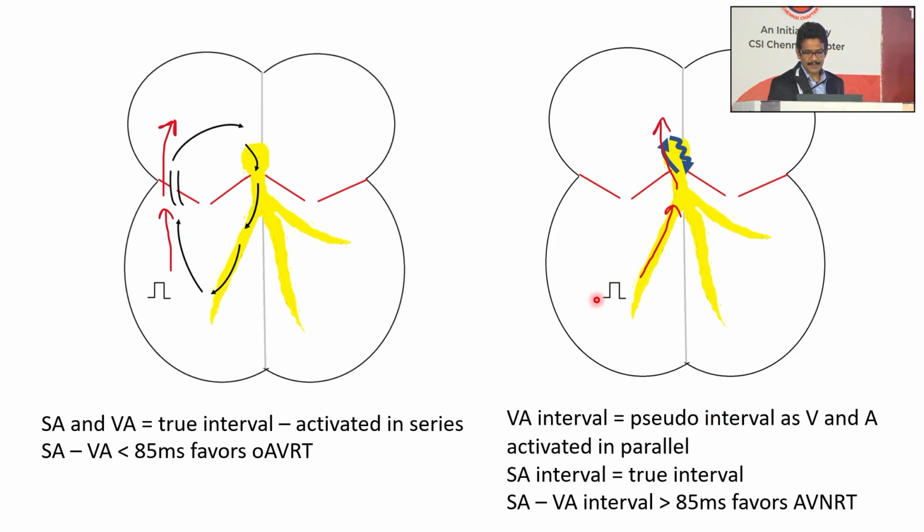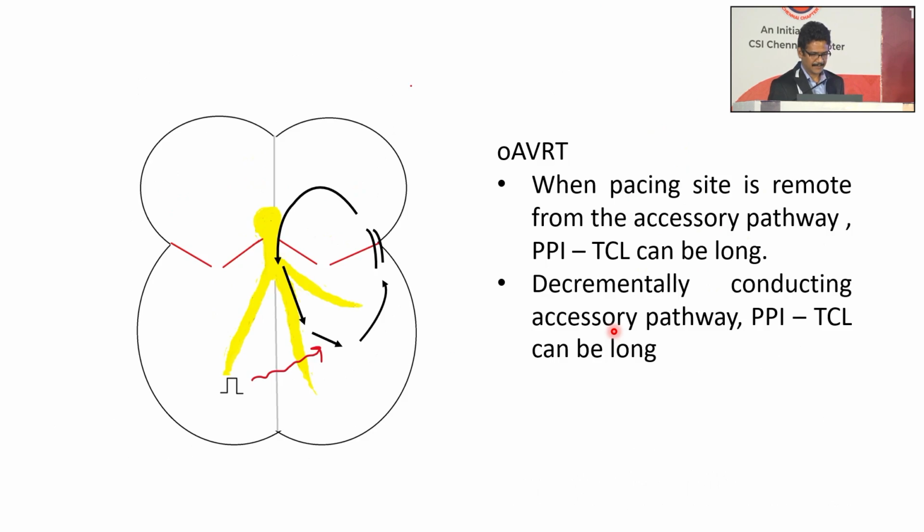During pacing, it's the SA interval. The SA interval is from the stim to the A, which is a true interval. So the SA interval minus the VA interval is more than 85 milliseconds in AVNRT. Another caveat is in autodromic AVRT, if the pacing site is far away from the circuit, either with a left sided accessory pathway or a decrementally conducting accessory pathway, the post pacing interval may be very long. This should be kept in mind.